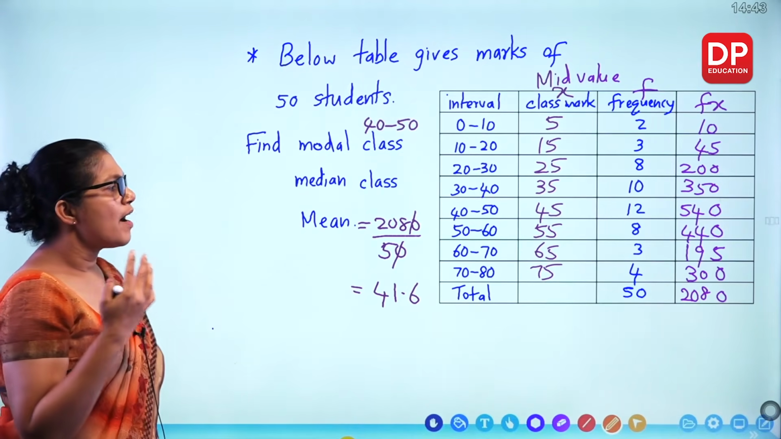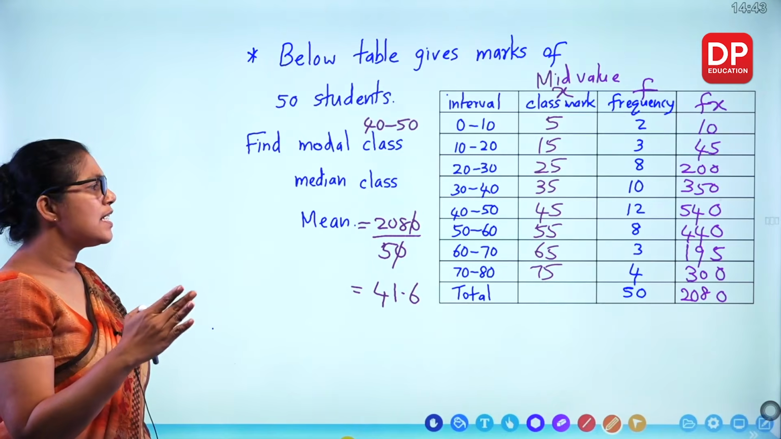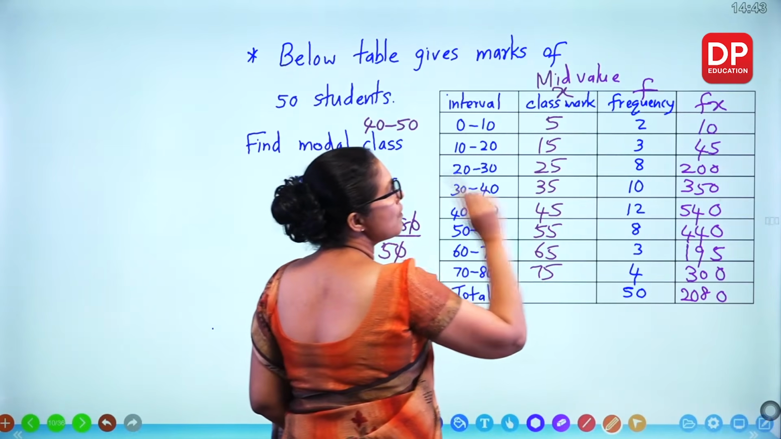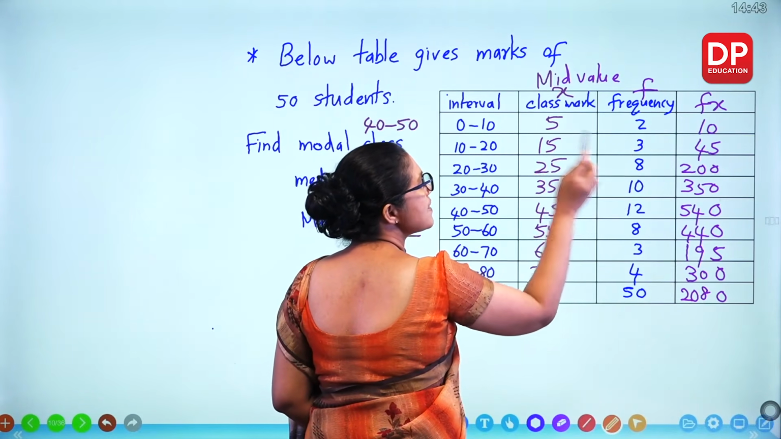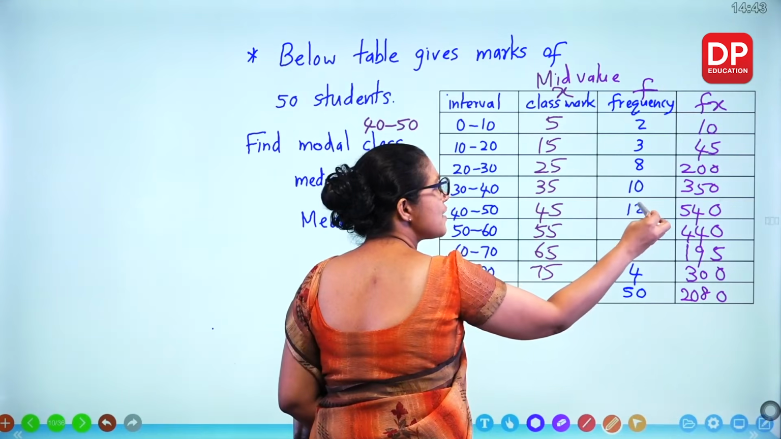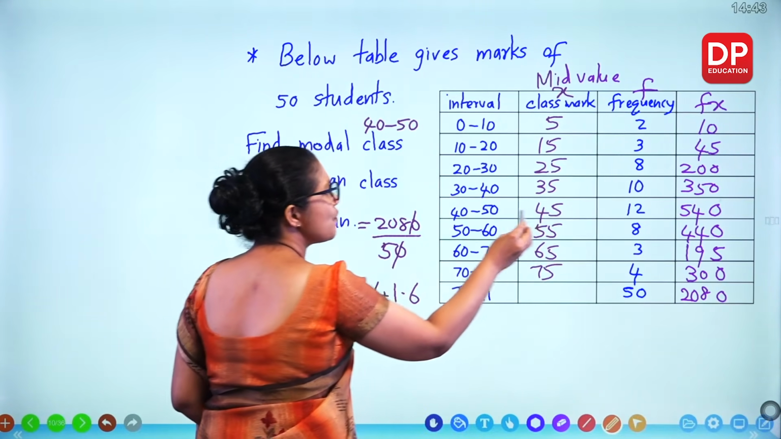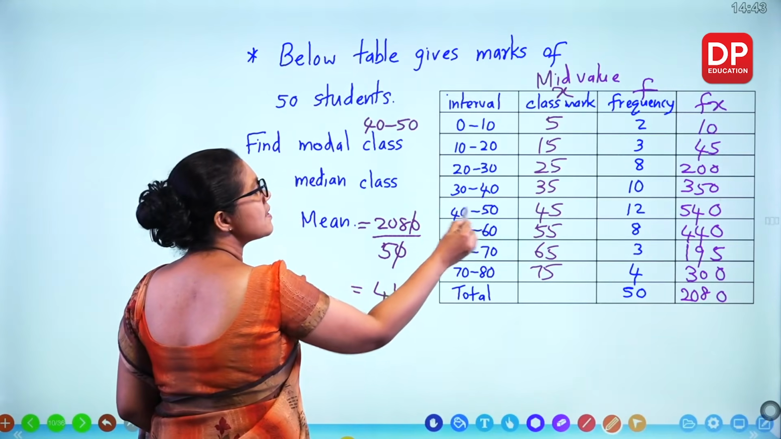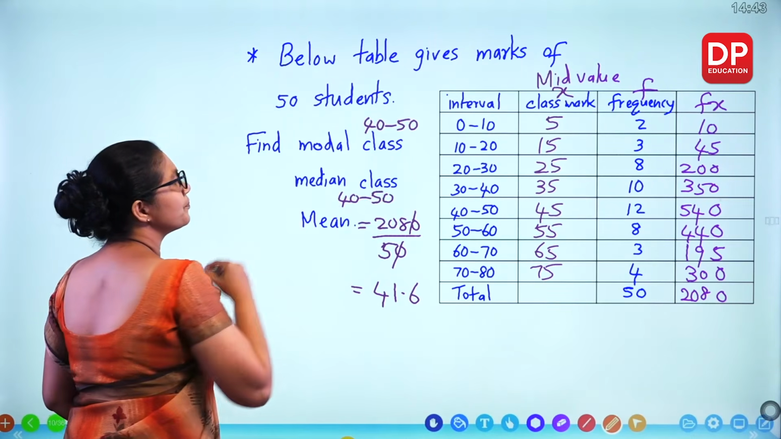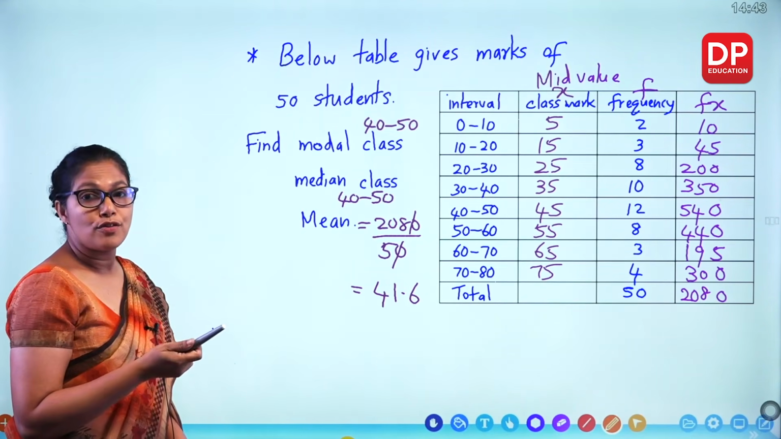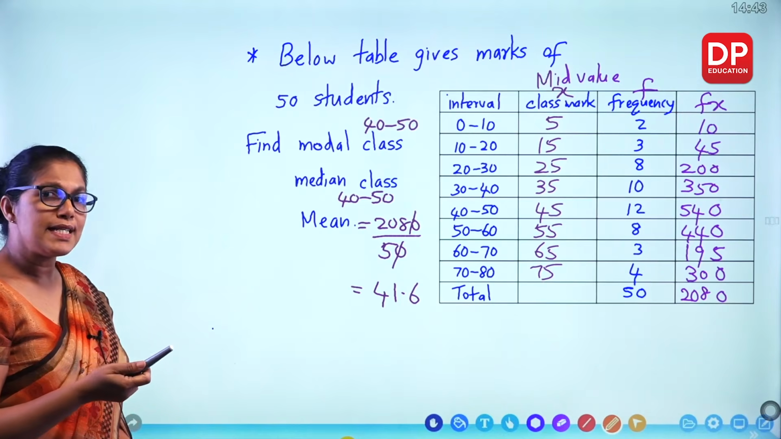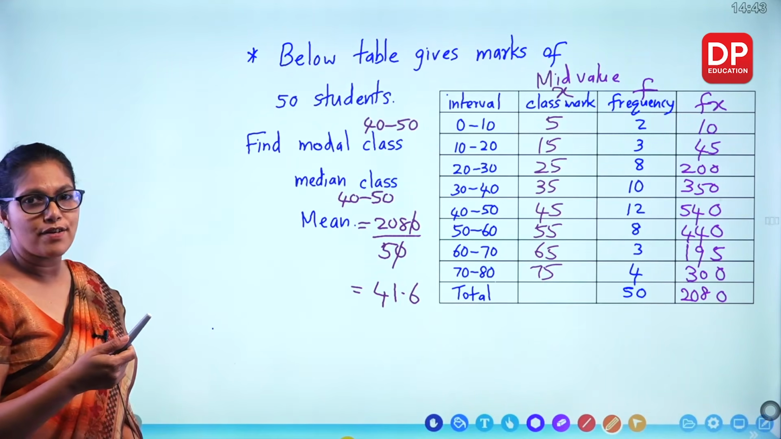Median class, there are 50 students. What's the half of it? 25. Add and see where you get the 25th one, roughly. 2 plus 3, 5. 5 plus 8, 13. 13 plus 10, 23. After 23, in this interval, you get the 25th one and the next one. So, what's the median class? 40 to 50. So, you need to know how to find the median class, modal class and the average when you get class intervals.